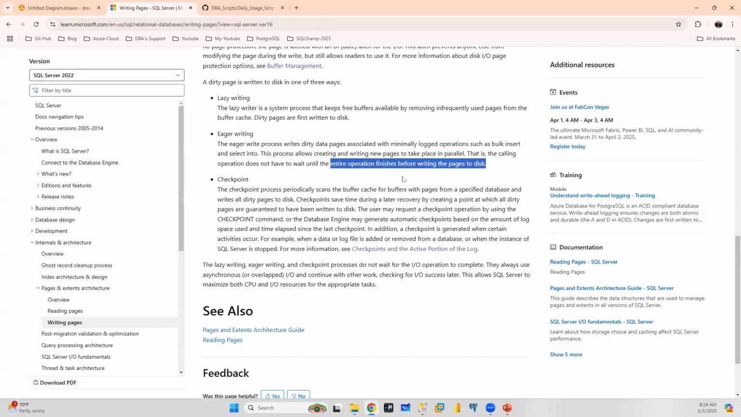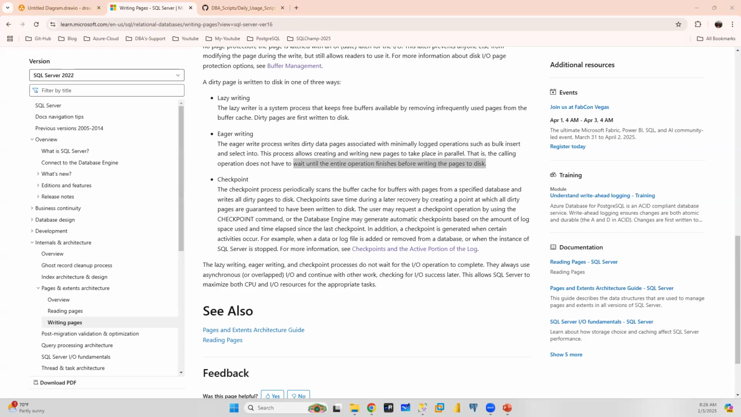Now it is doing this parallelly. It is writing into the disk before the entire operation finishes. Okay, so just keep that in your mind. Don't get confused now. Once I talk about the recovery model, I will talk more on that stuff.